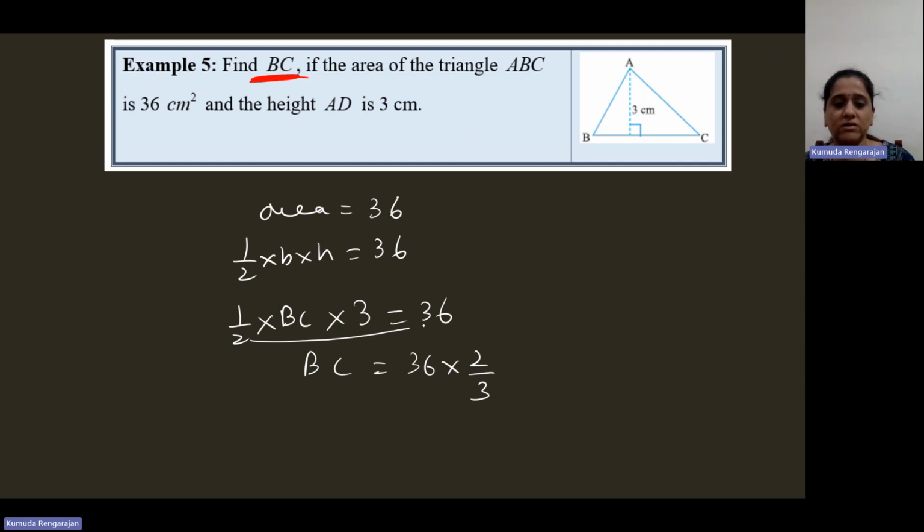Like this, 2 will come here and this 3 will come down. The 2 is in the denominator here, so it will come to the numerator on the other side. 3 is in the numerator here, so it will come to the denominator on the other side. They'll take opposite positions. This 3 is in the numerator, see, it's in the denominator here. 2 is in the denominator, see, it's in the numerator here. Cancel and get the answer.